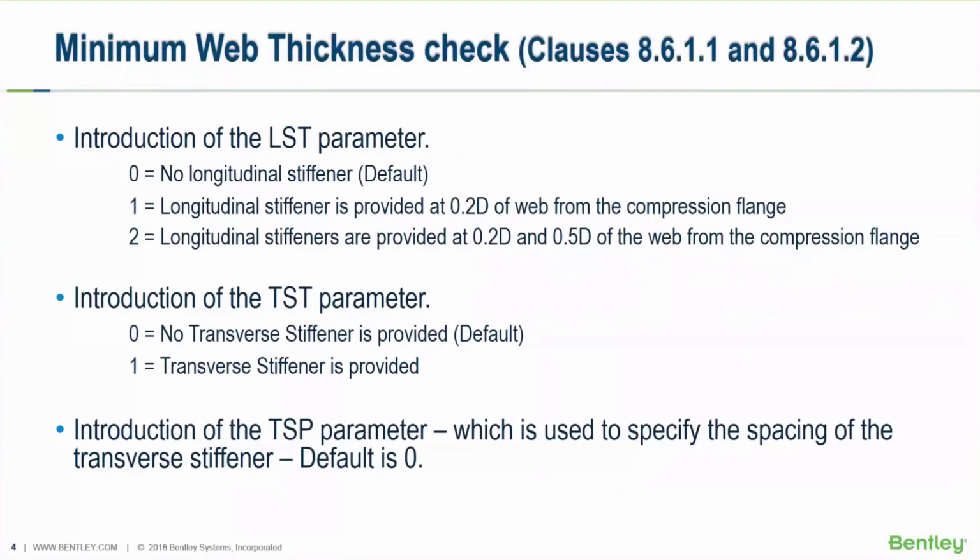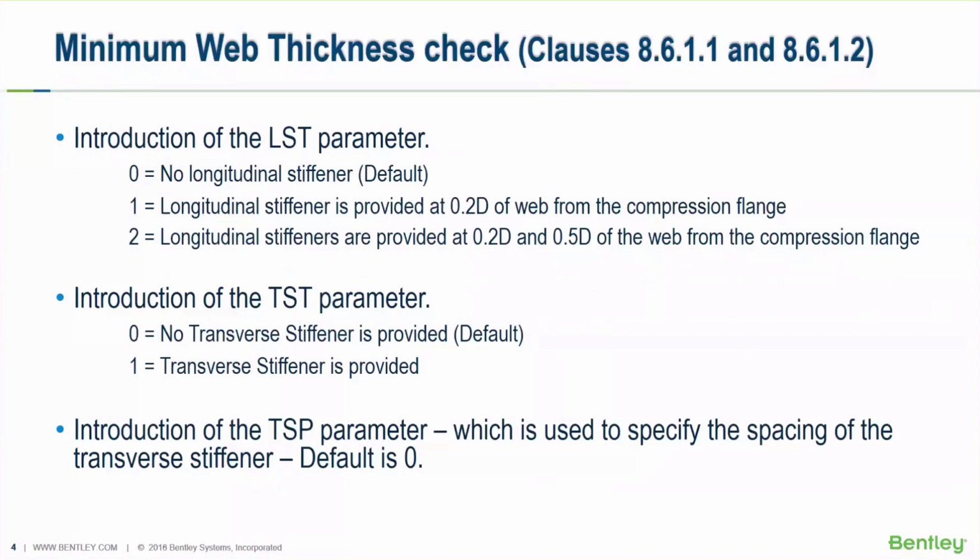One more part which we have applied is in the clauses 8.6.1.1 and 8.6.1.2 regarding the stiffeners. There is a check that has been defined under the clauses for the minimum web thickness check, and if that check is not passed, I can provide some longitudinal stiffeners, or some transverse stiffeners, to pass that particular check. We have introduced the LST parameter.